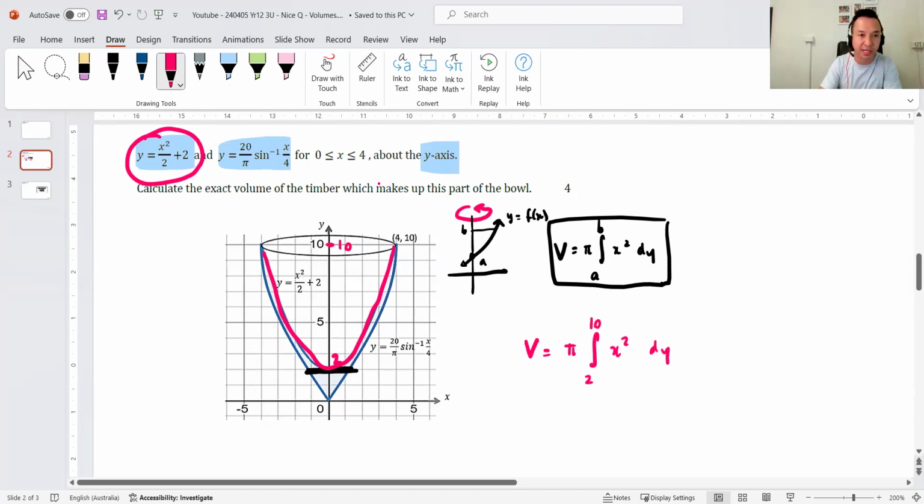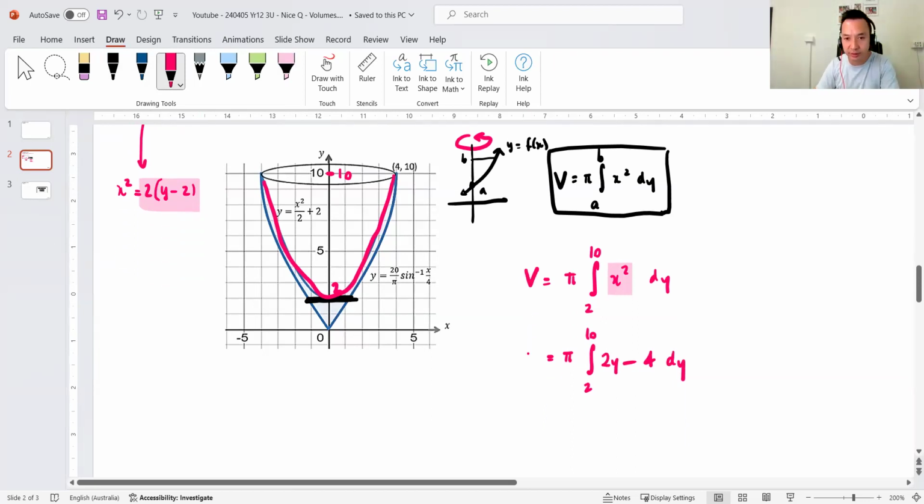Now, I just need to make x squared the subject. So for this one here, to make x squared the subject, x squared would equal y minus 2 over 2, and double it. I'm going to sub that in. I don't need to make x the subject, just x squared would do. So that would give me pi, integral from 2 to 10 of 2y minus 4 dy.